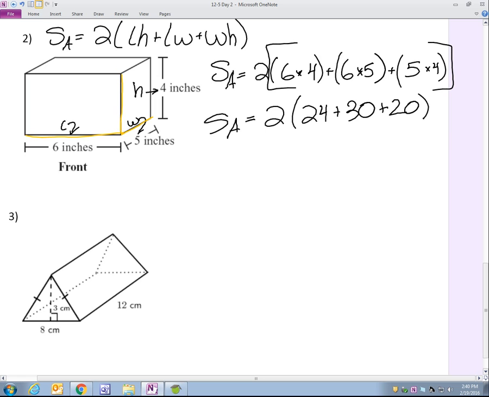And I'm doing this without a calculator, the same way that you guys could. 54, 74.